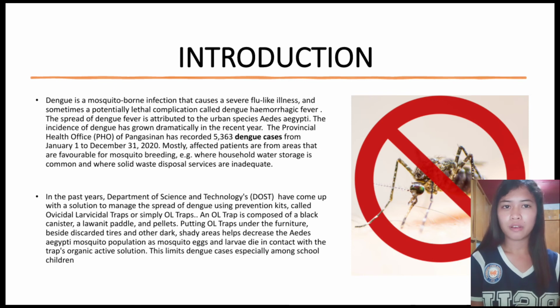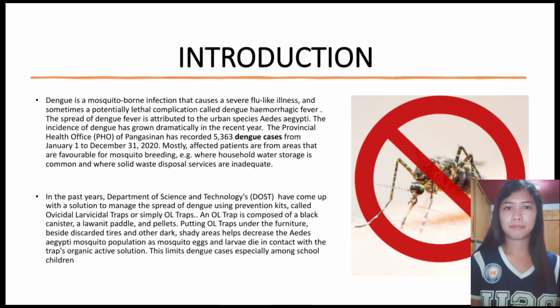The Provincial Health Office, or PHO, of Pangasinan has recorded 5,363 dengue cases from January 1 to December 31 last year. Mostly affected patients are from areas that are favorable for mosquito breeding. Examples are where household water storage is common and where solid waste disposal services are inadequate.